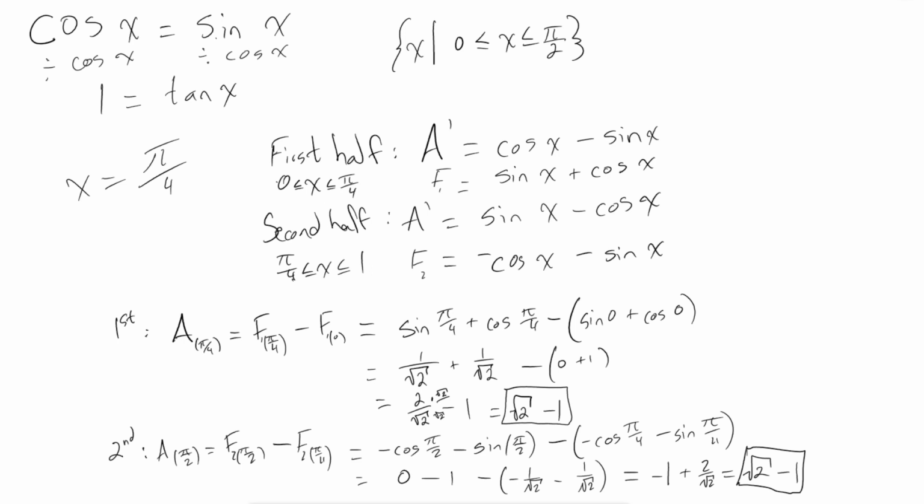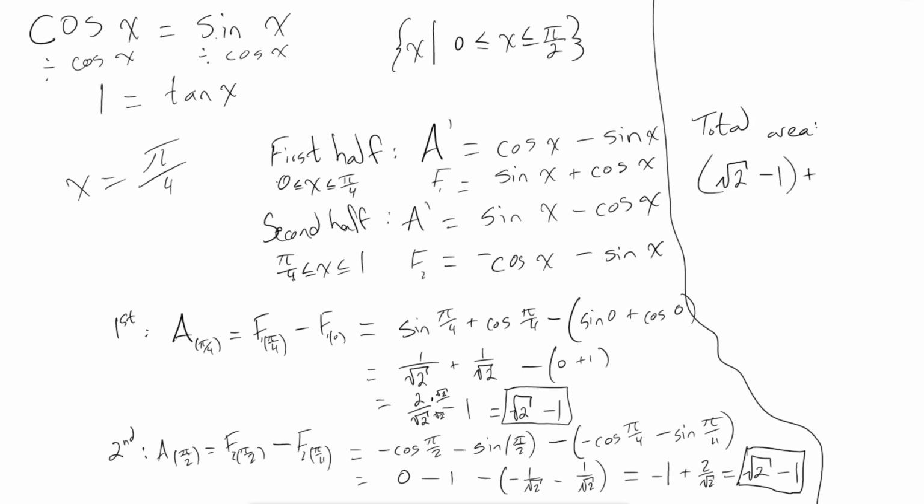Which means I just add these two together. To add them together, it's pretty easy. Total area is the area of the first half, root 2 minus 1, plus the area of the second half, root 2 minus 1, which is equal to 2 root 2 minus 2.